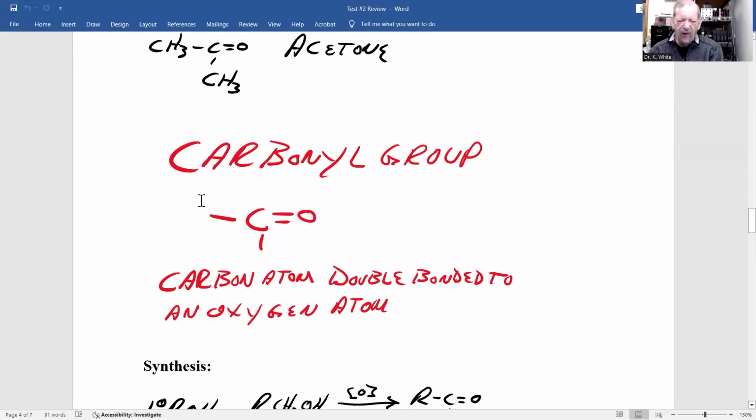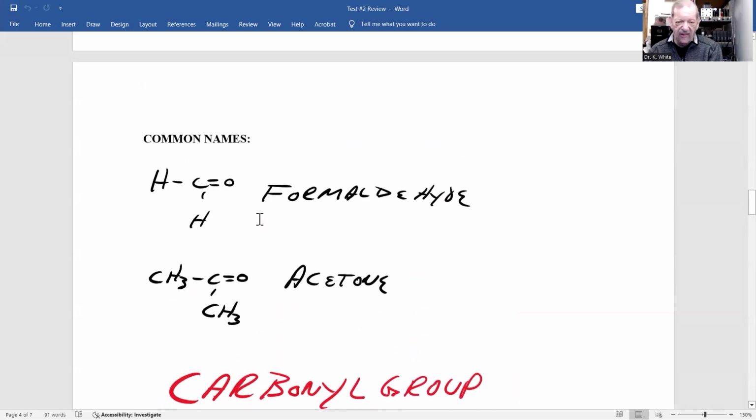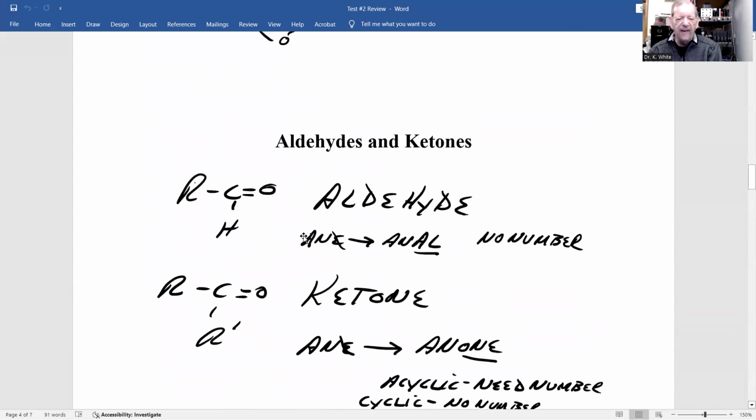And you should know how to describe the carbonyl group with words: carbon, or carbon atom, double bonded to oxygen, or oxygen atom. And you should know how to draw it right here. And this carbon double bonded to oxygen is called the carbonyl carbon, which I used in my lectures. And there's no number, because the carbonyl carbon, this carbon right here, is number 1.